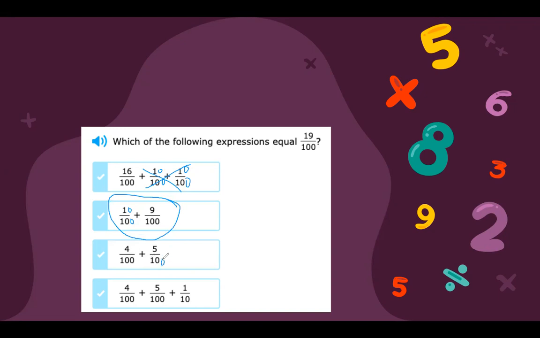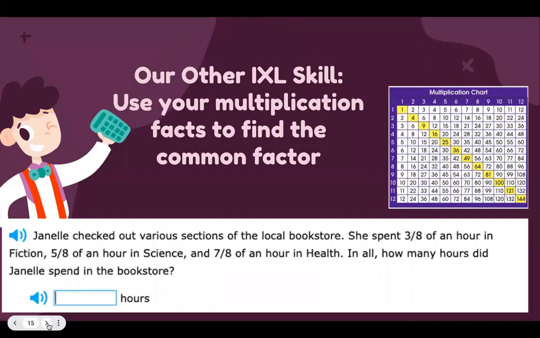Okay, so let's see. 4 plus 50 is going to be 54. Nope. 4 plus 5 is 9, plus 10 is 19. Yes. So some answers are going to have more than one correct answer. So make sure you're careful about that. And if by some chance you haven't completed IXL skills, this one looks pretty simple for completing. So I'd spend some time on that one.